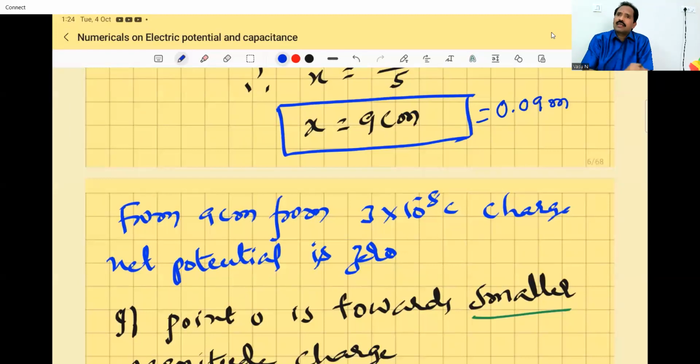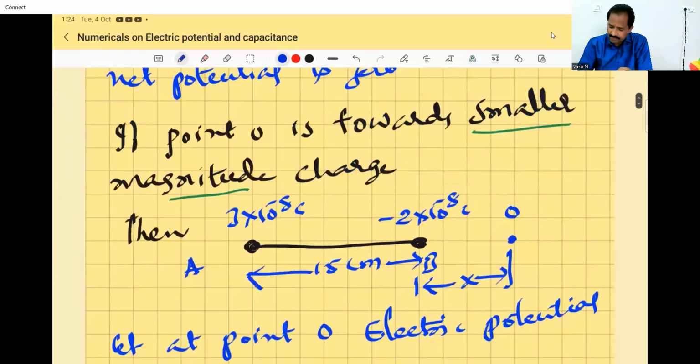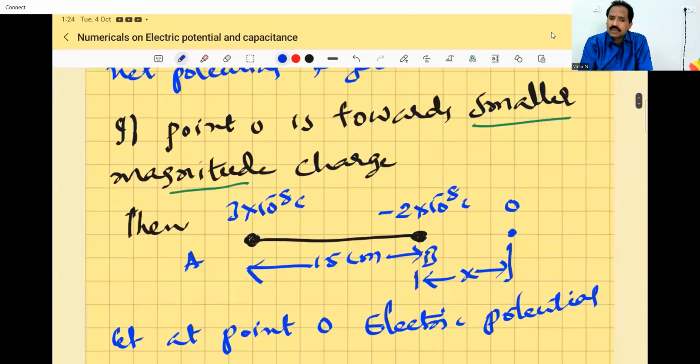Okay. Now there is another possibility. If the point P is outside the line joining, it is light. Look at the diagram. If the point P is towards smaller magnitude charge, one is 3 into 10 power minus 8 coulomb, another is minus 2 into 10 power minus 8 coulomb. Just forget about sign. Just forget about sign. Look at the values only. One is 3, one is 2. Which is smaller in magnitude?